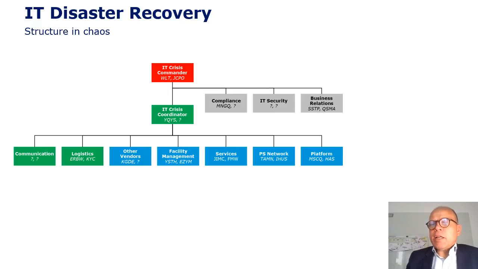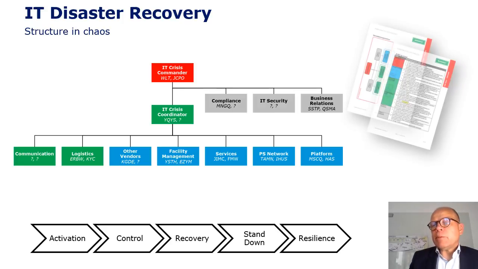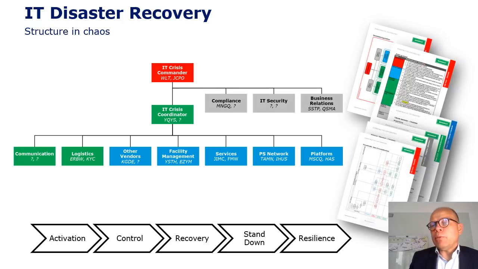So to sum that up, you have the colors, you have the organization, or we're designing that. And if you also know where you are in time, what phase you're in, if you're in the activation phase, the control, recovery, stand down, or resilience phase, we're designing a plan where you can basically flip open the page that's relevant for your role at that point in time, and then you'll have this specific checklist that can assist you and help you do your best in the situation.